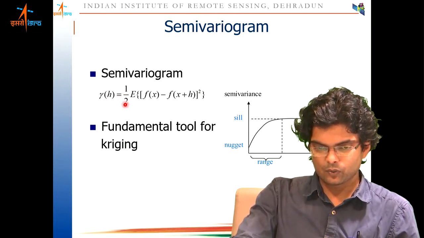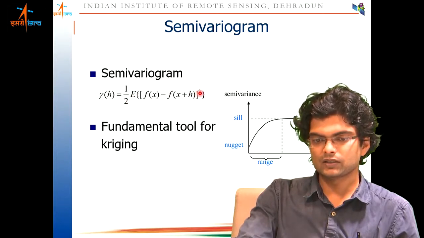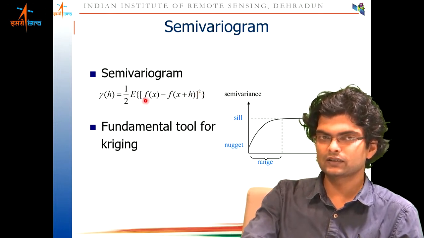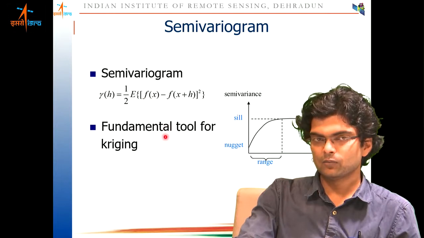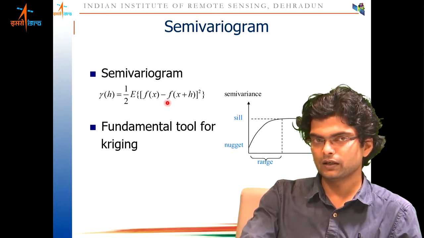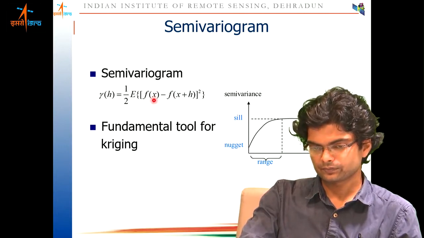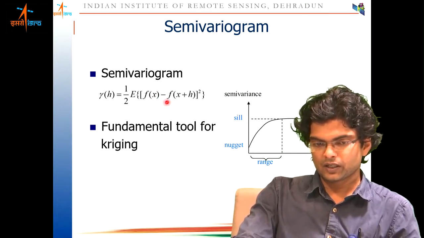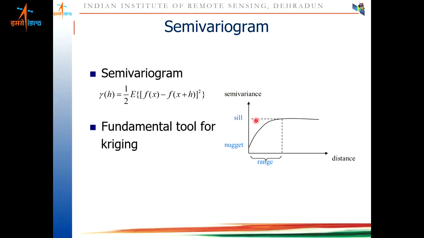It is calculated in this way: 1 by 2 times the expected value of (f(x) minus f(x plus h)) squared. Here f(x) is the value of the regionalized variable at some location, and f(x plus h) is the value of the regionalized variable at a location h distance away from this location. So the expectation value of this is calculated and plotted. Here you can see the semi-variance versus distance graph.